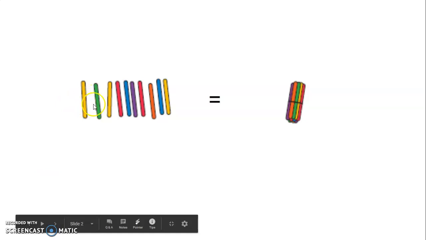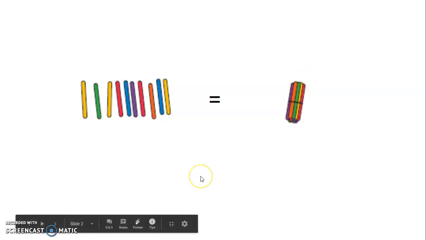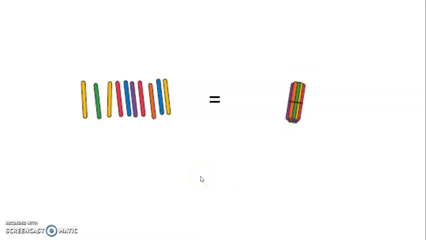We know that 1, 2, 3, 4, 5, 6, 7, 8, 9, 10 sticks can be represented in a group of 10. So we would never have to take the sticks out and count this group. We know when it looks like this that it's a group of 10. So when we count it, we can always say 10.